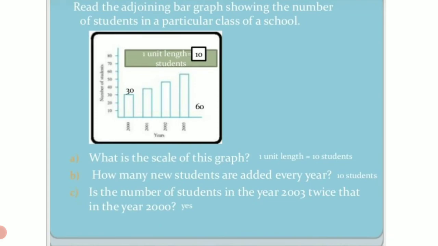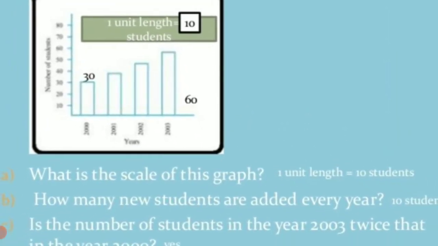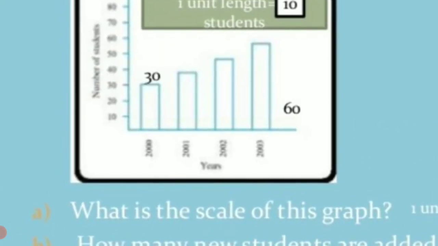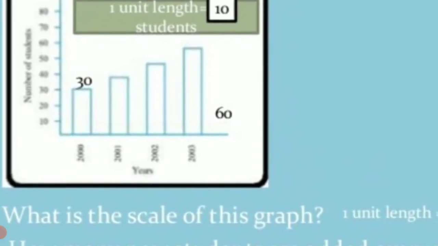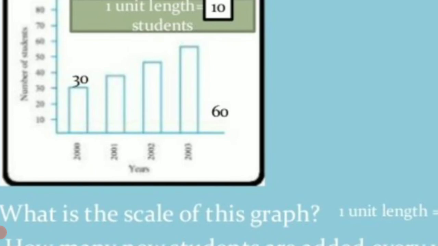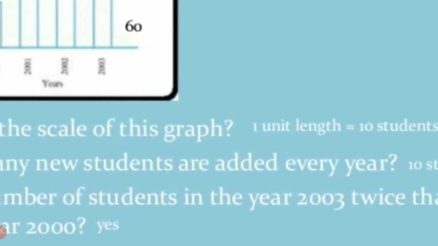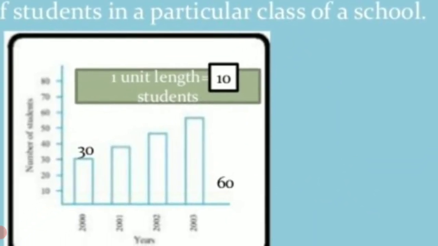Now children, read the adjoining bar graph showing the number of students in a particular class of a school. Okay, here you can see, children, the years given 2000, 2001, 2002 and 2003, and then we can see, children, the 1 unit length is equal to 10 students. Okay, so what is the scale of the graph? The scale of the graph is 1 unit length is 10 students. And how many new students are added every year, children? You just see how many new students are added.